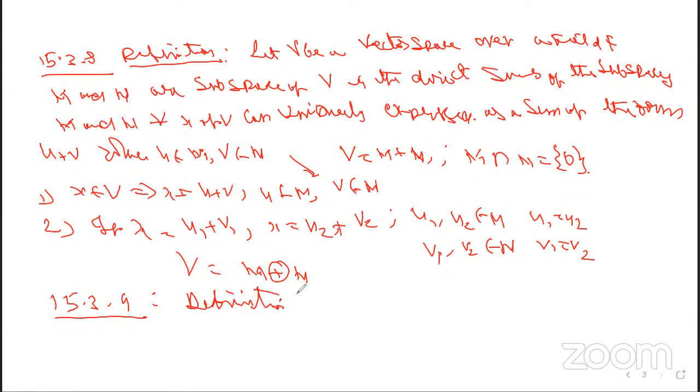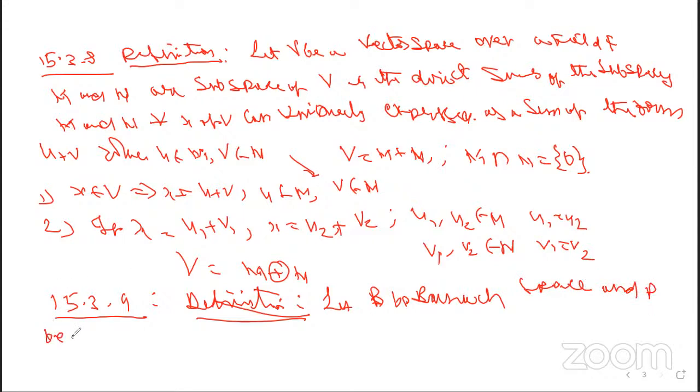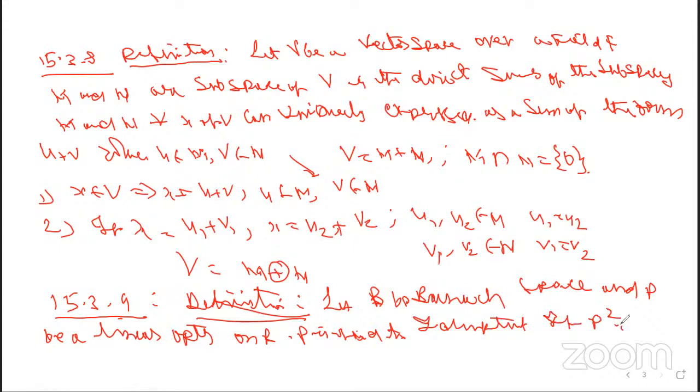Let B be a Banach space, and P be a linear operator on B. Then P is said to be idempotent if P square equal to P.